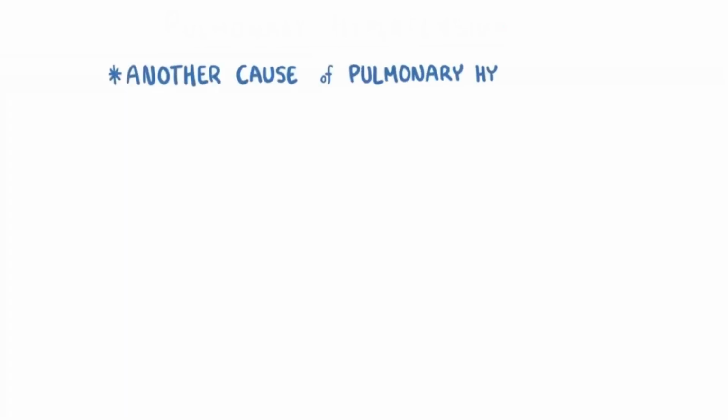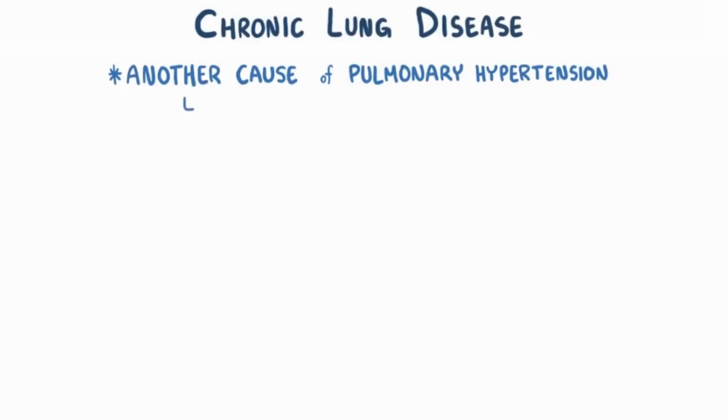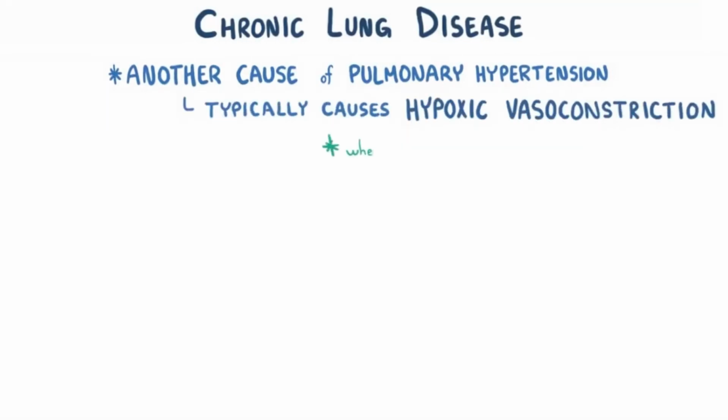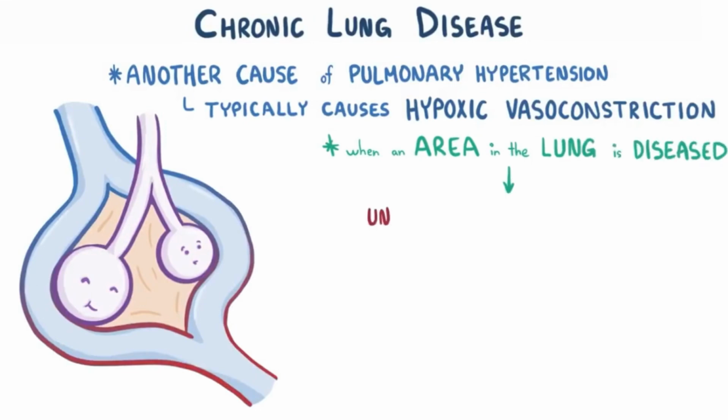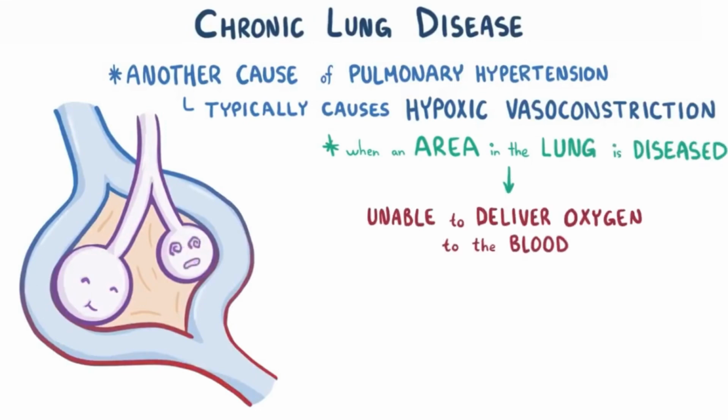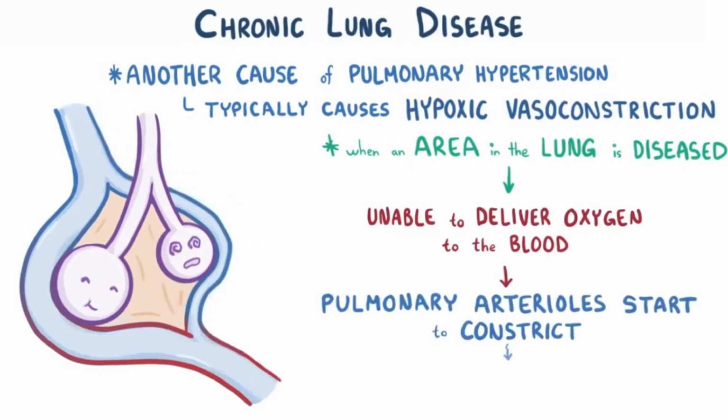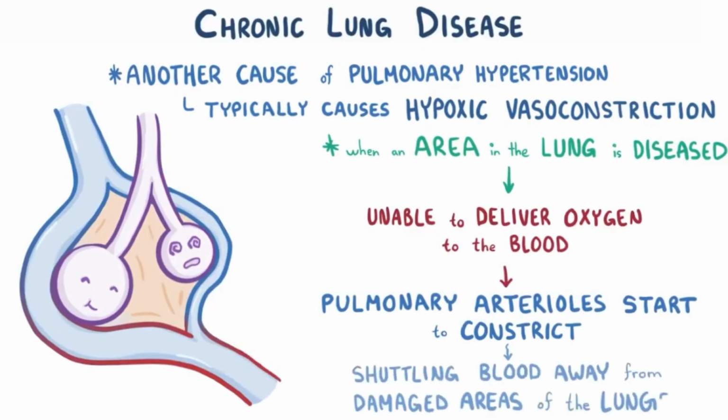Another cause of pulmonary hypertension is chronic lung disease, which typically causes hypoxic vasoconstriction. That's when some area of the lung is diseased and unable to deliver oxygen to the blood. To help adapt to this, the pulmonary arterioles in that area start to constrict. And this effectively shuttles blood away from those damaged areas of the lung and towards healthy lung tissue.